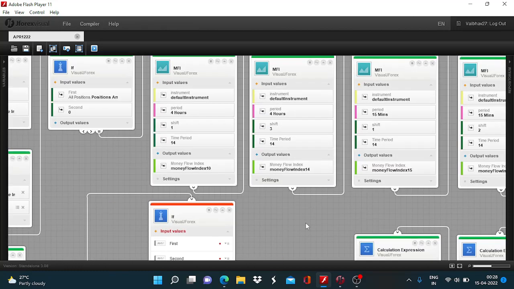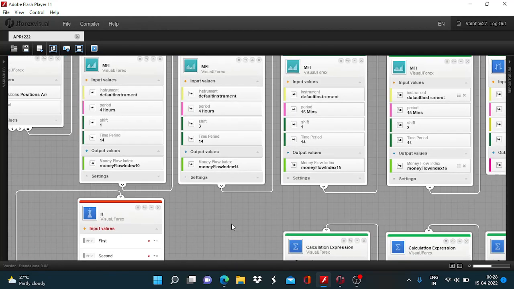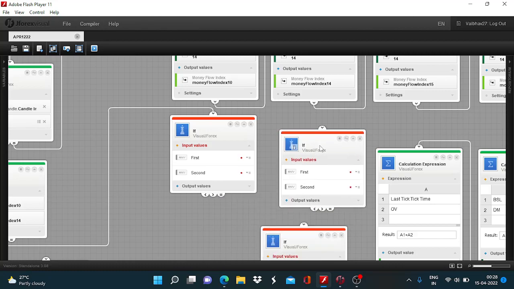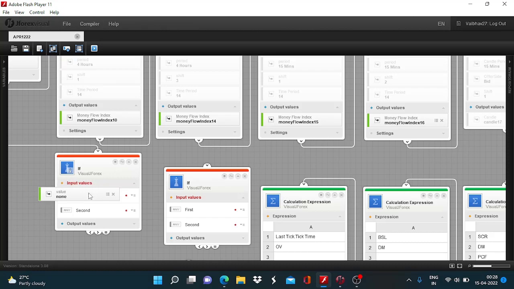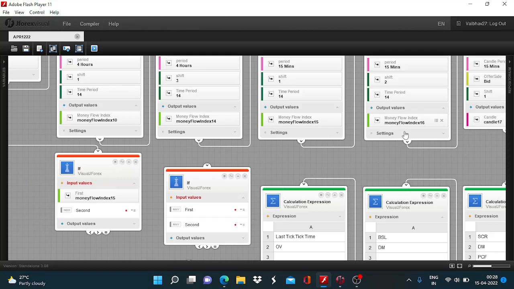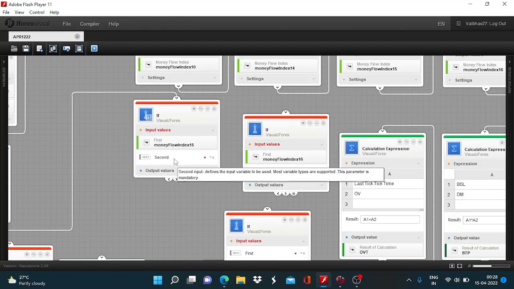Then we consider the lower time frame output of the MFI, and it should have money flow index 15 and 16. These two should have values above 70, sorry, 70 or 30.